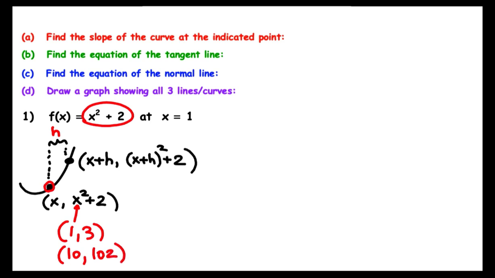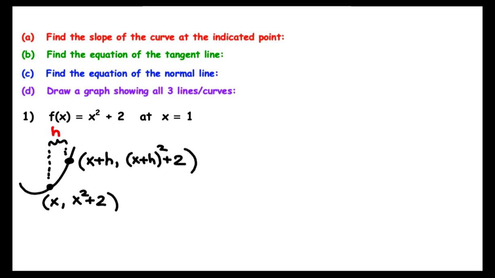Well, what if it wasn't a 1 or a 10 or a 5? What if it was an x plus h? Wouldn't you take the x plus h and put it right here and square it and add a 2? Yes? Great. That's what I just did. So now you can see where that comes from. All right, hopefully that cleared it up a little bit. All right, let's move forward.